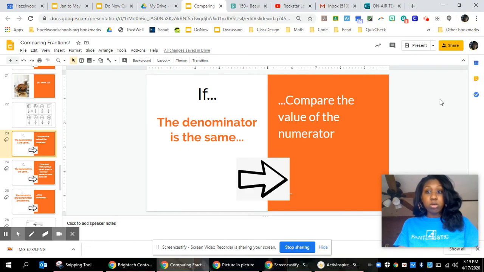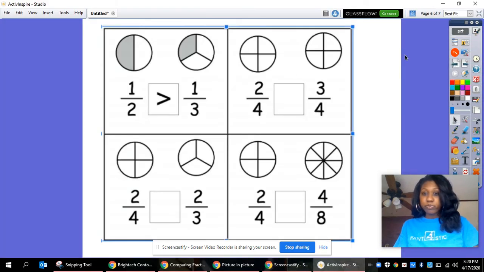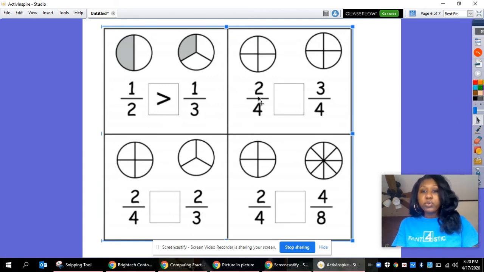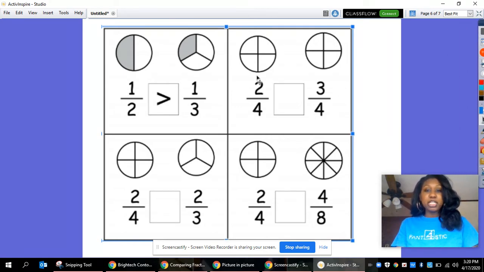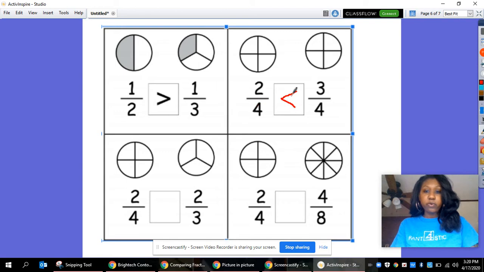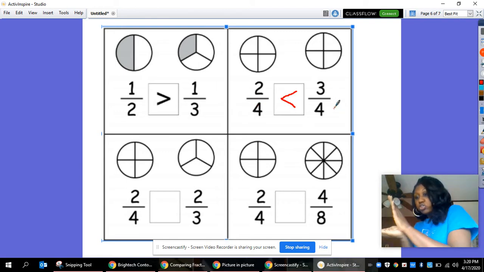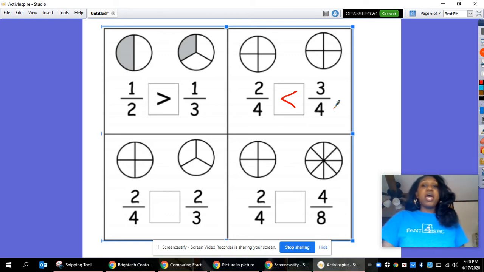So let's see here. There we go. All we're going to do is look at our numerator. 2 and 3, which one's more? 3. Okay, so that means this 3/4 is going to be larger than 2/4, and I'm going to mark that with this symbol here. This says 2/4 is less than 3/4. We all know the alligator, which way do I turn? Eats the bigger number, okay?